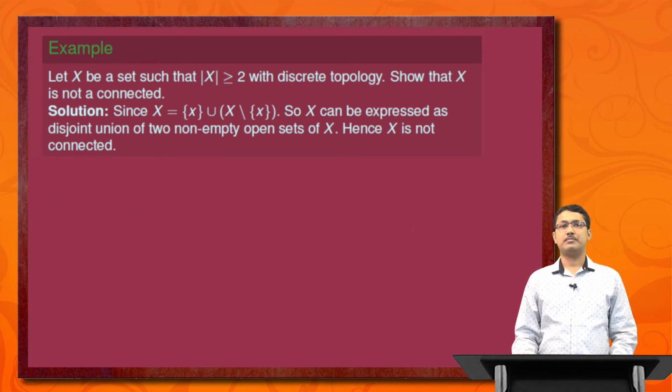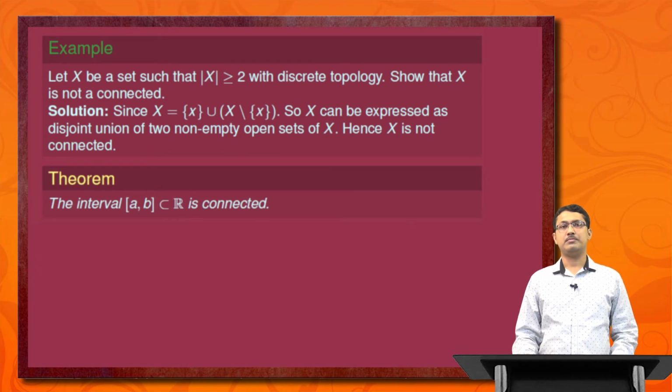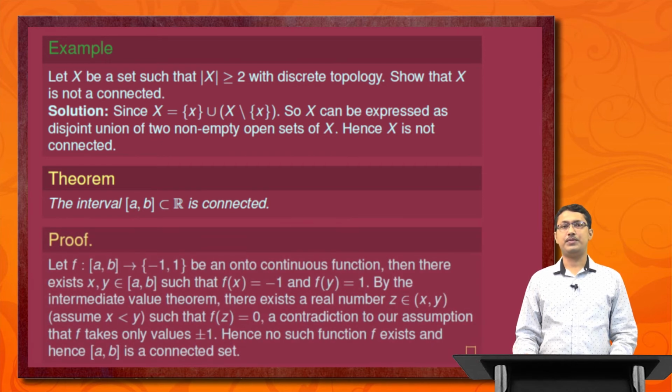Now we introduce an important theorem. The interval, that means every bounded interval, is always connected. Proof: let us consider a function f from the closed interval [a,b] to {plus minus 1} be an onto continuous function. Then there exist x and y belonging to the closed interval [a,b] such that f(x) is equal to minus 1 and f(y) is equal to 1.